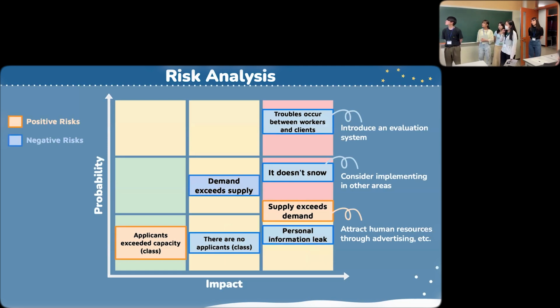And the next one maybe is about the weather. Sometimes it doesn't snow, so we consider implementing in other areas. And the last one maybe is about the human resources. Sometimes the demand exceeds supply and there are not enough applicants. And about the positive risks, the biggest one maybe is that the supply exceeds the demand. So when it happens, we maybe will use more advertisement to attract human resources.